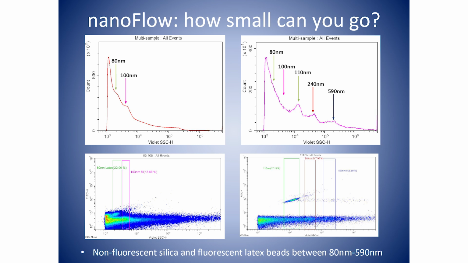When we do our other beads, our fluorescent 100 nanometer show up about there. And then as we start getting bigger, the 240 non-fluorescent, and then the 590 non-fluorescent. We get these nice populations that show up with how we have our settings for our thresholding and our triggering on our violet side scatter.